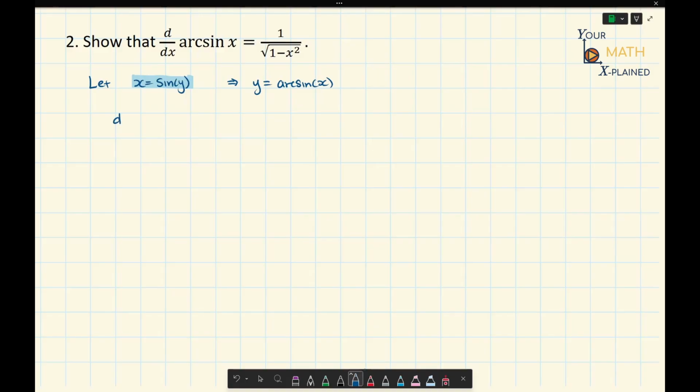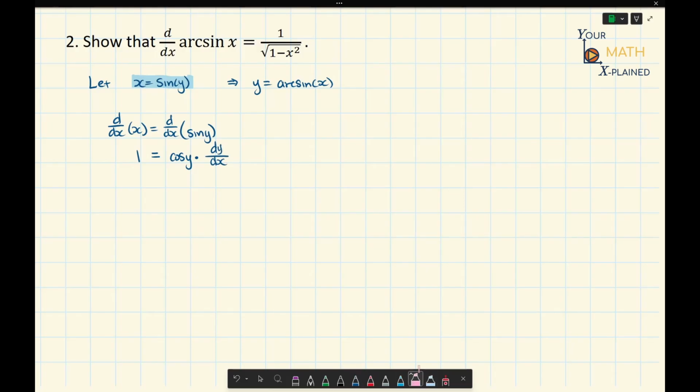So then we get d by dx of x is equal to d by dx of sine y. Now the left-hand side, that's equal to 1. And then the right-hand side, we'll have to use our chain rule. So the derivative of sine y is going to be cosine y. And then we're going to multiply this by the derivative of y. So that's going to be dy dx.